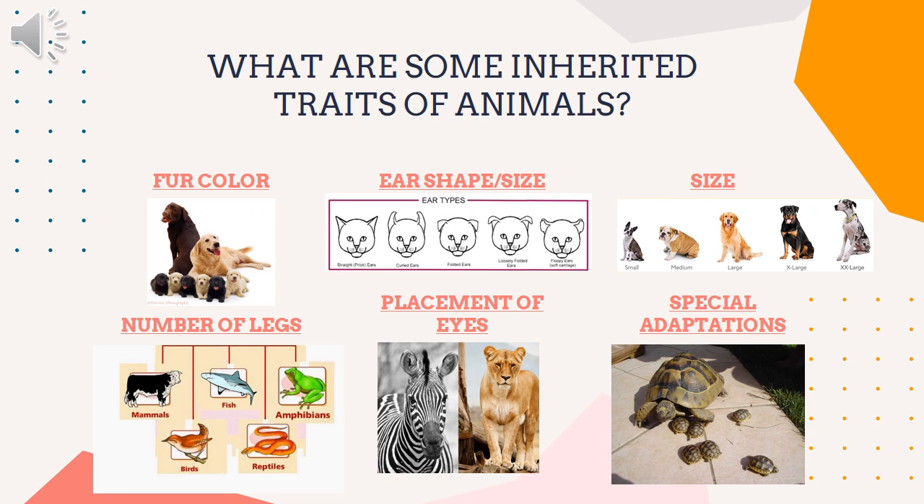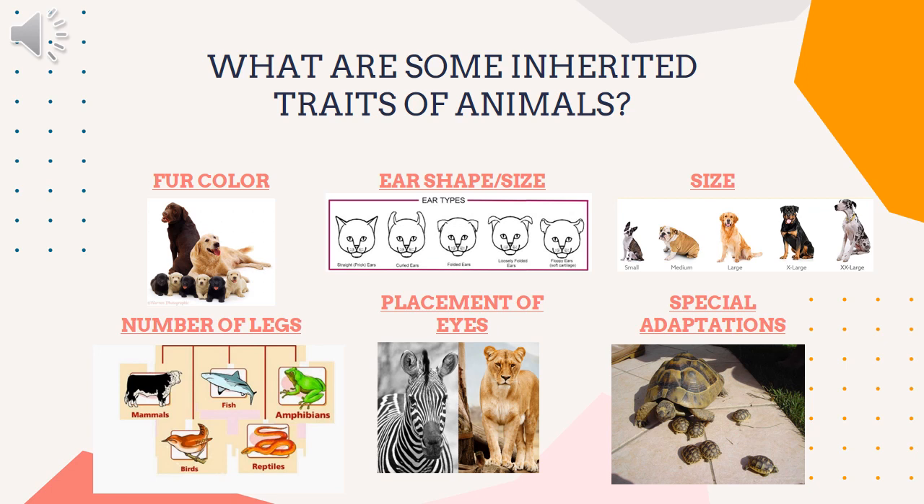Ear shape, ear size is something that differs within the animal kingdom, and so you can see different types of cat ears that could be inherited or passed down from the parent to the offspring. The size of the animal is also something that is going to be inherited from the parents. So you're not going to have two Chihuahuas that make a puppy that comes out the size of the Great Dane that's in the last picture there. So there's generally going to be a size range that they're going to make about the same size of animal.